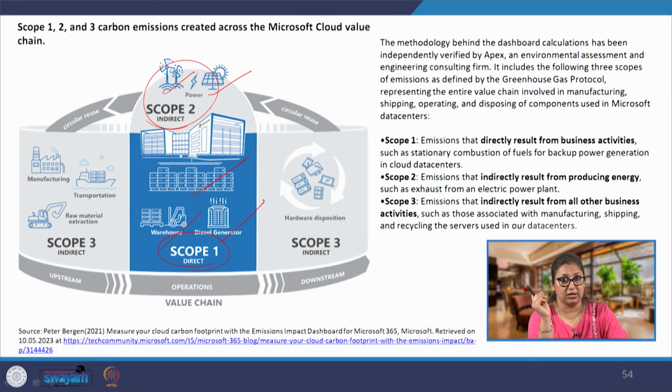And then scope 3, we have upstream and downstream both. For example, hardware disposal, that is what they are talking about, and here they are talking about manufacturing of the different hardware, the transportation, the raw material extraction which is down the line, and that is all part of the indirect emissions which is leading to the manufacturing and making of the product that Microsoft Cloud is selling.